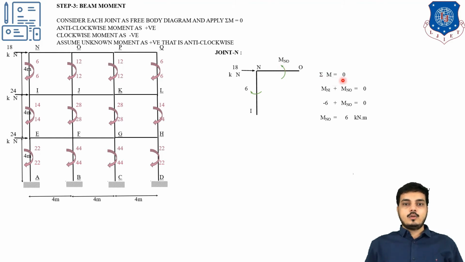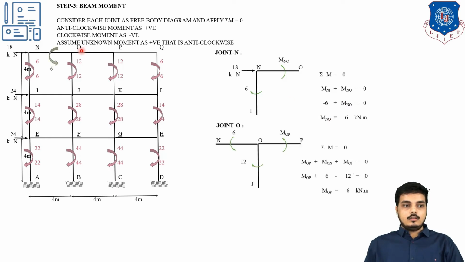Now summation of M equals 0 at this point. So MNI, which is over here, plus MNO equals 0. This has been assumed. Now look, it is clockwise, so it will be minus 6 plus MNO equals 0. So MNO is coming out to be 6 kN into meter. So it is just a simple step. Summation of moment equals 0, both the moments are summed up, and then we find the value of the unknown. This I have placed as assumed in the anti-clockwise direction, and it is coming out to be plus only, so it is anti-clockwise.